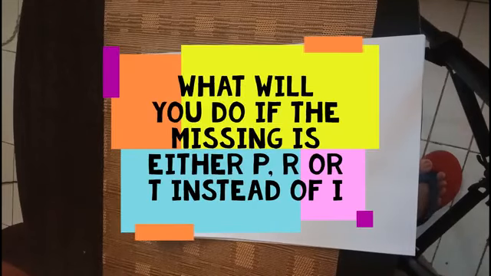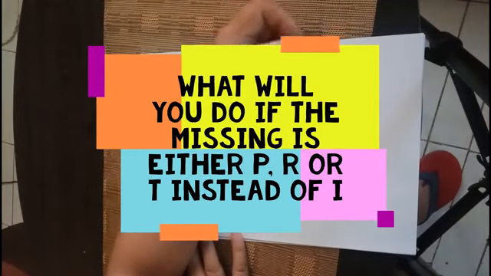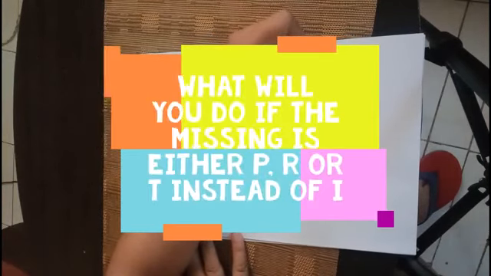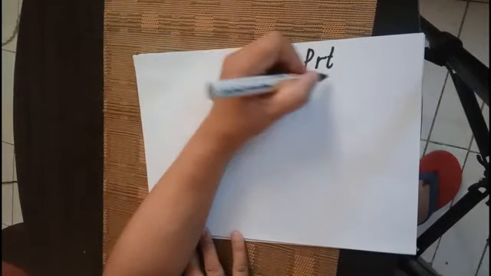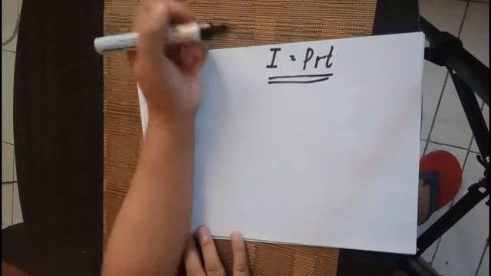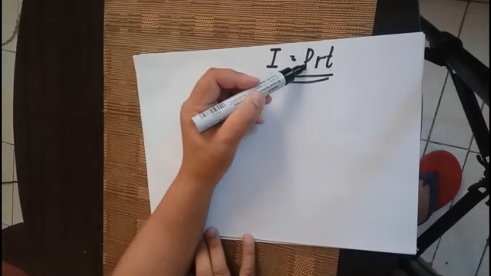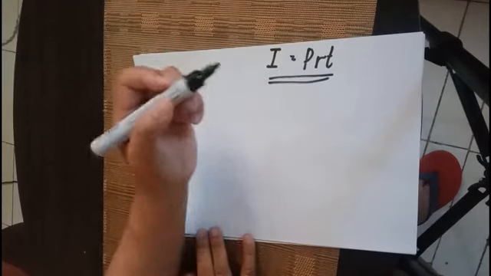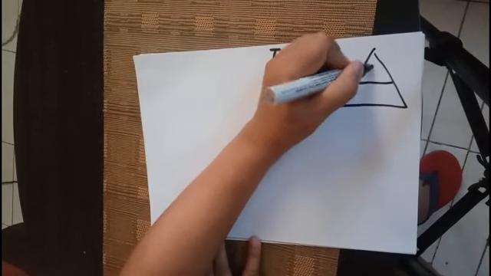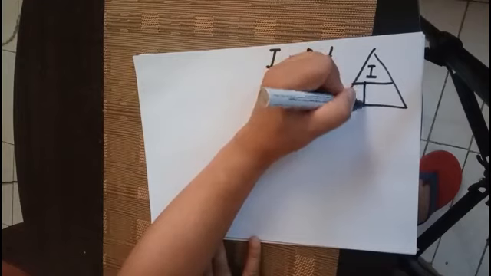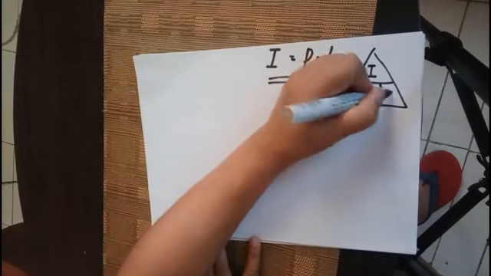But what if the missing is, instead of interest, either the principal, the rate, or the time? So what will you do? So this one is the original formula for the missing interest, but if just in case the missing one is either the principal, the rate, or the time, this is what you are going to do. You are going to present interest always at the top, or it should be part of your numerator. So principal, rate, and time.